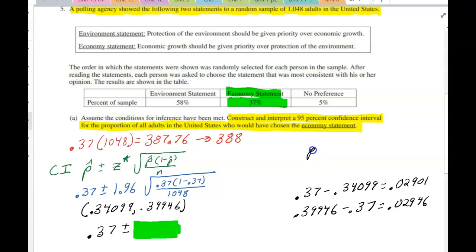Remember, the true p hat is 388 over 1,048, which is about 0.3702. Because I rounded, these two margins of error are slightly off, but I will accept either one. It doesn't matter, they're relatively close. Notice they're the same to 3 decimal places. So 0.029, and I'll just use the top one.